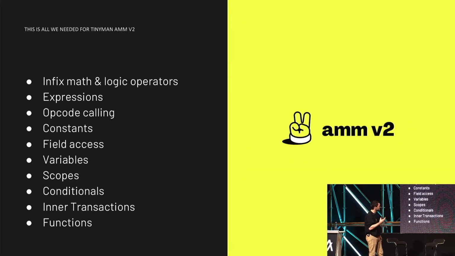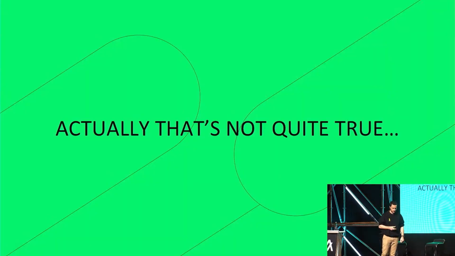So these are all the features that we needed to write AMM v2. Infix math and logic operators, expressions, where we have expressions inside expressions, calling opcodes, some constants, accessing fields like globals and transaction and gtransaction and all those things, variables, scopes, conditionals, inner transactions, and functions. Well, not quite. There was some other stuff we needed.